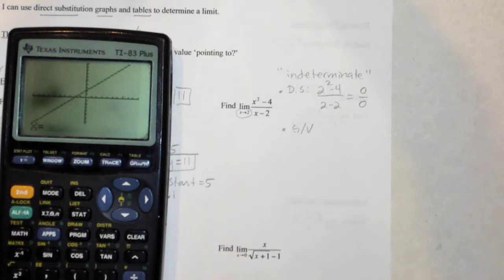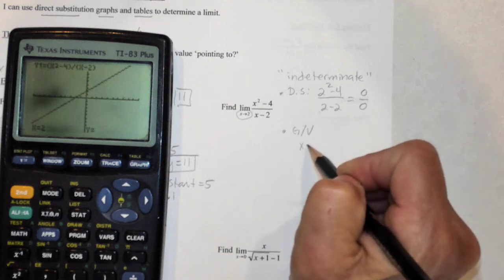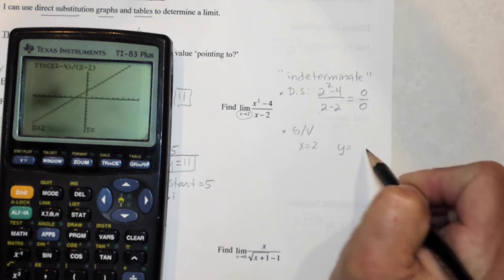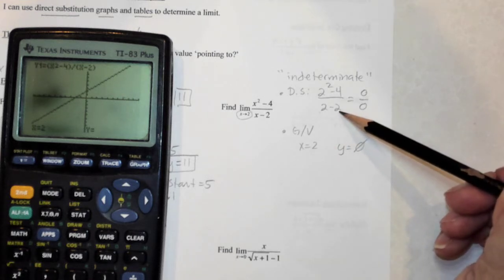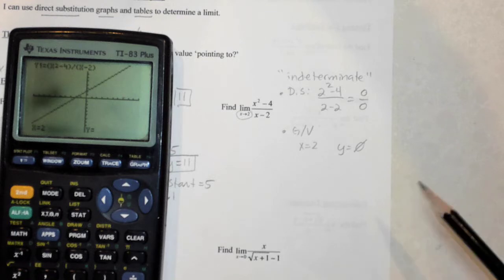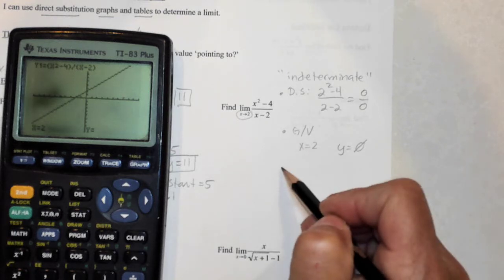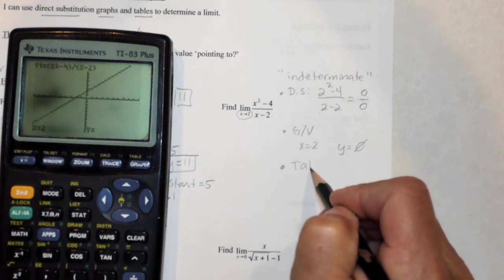But when I try to go to second trace value again and put in the number that my x is approaching, which is a 2, when I hit that, I have an x value of 2 and a y value of nothing. They don't give me a solution because 2 minus 2 is 0 on the bottom, and that is not defined mathematically. So I have to go back and try my third option, which is going to be resetting my table for this situation.